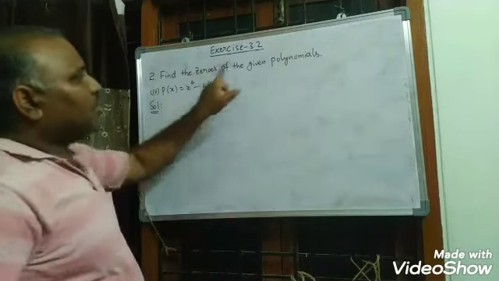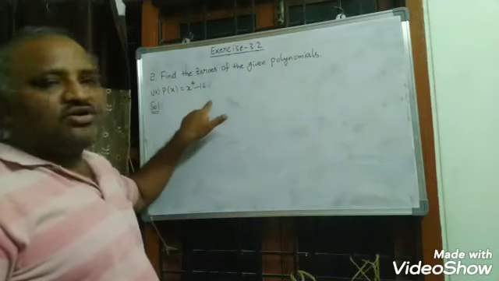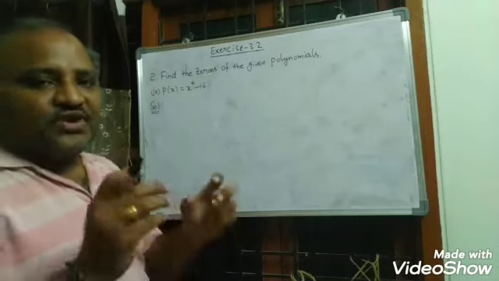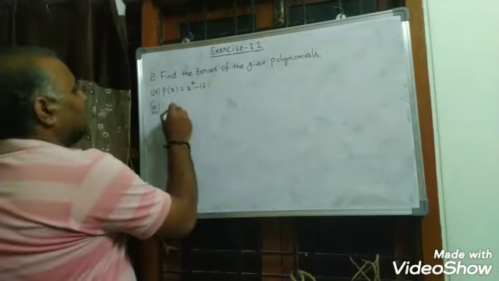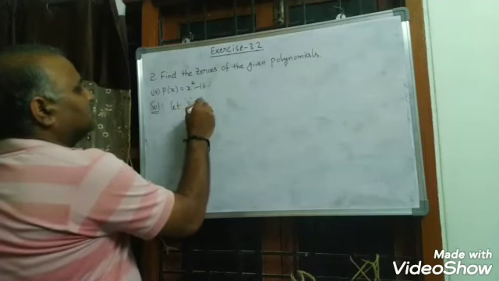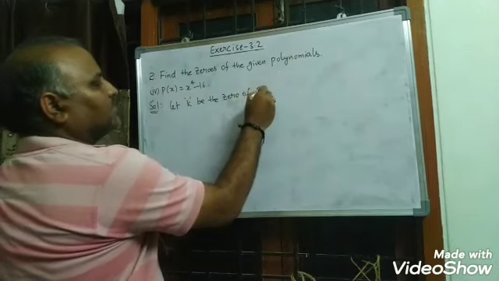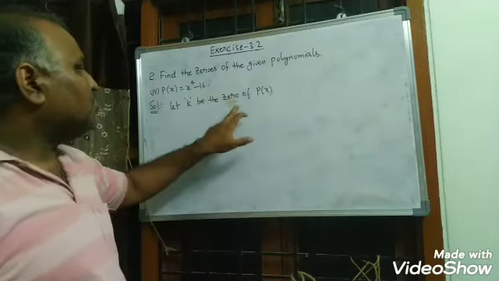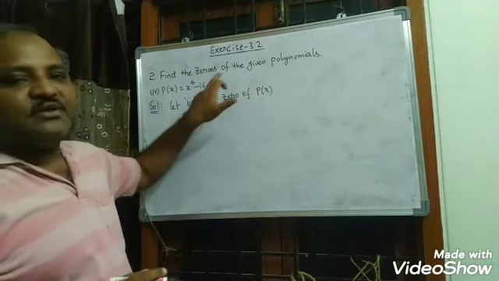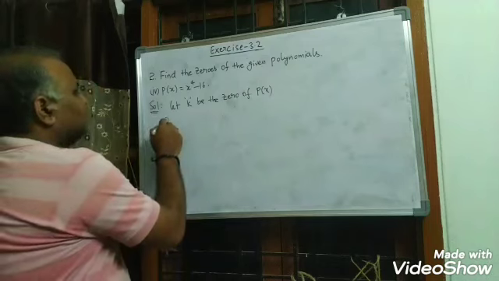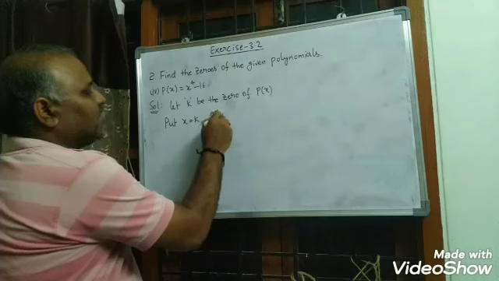Here zero of the polynomial means the value of the variable at which the total polynomial becomes zero. So first let us consider that particular value as some k. So let k be the zero of the polynomial p of x. So at this value of k, it must become zero. That means if we put x equal to k, we will obtain p of k.